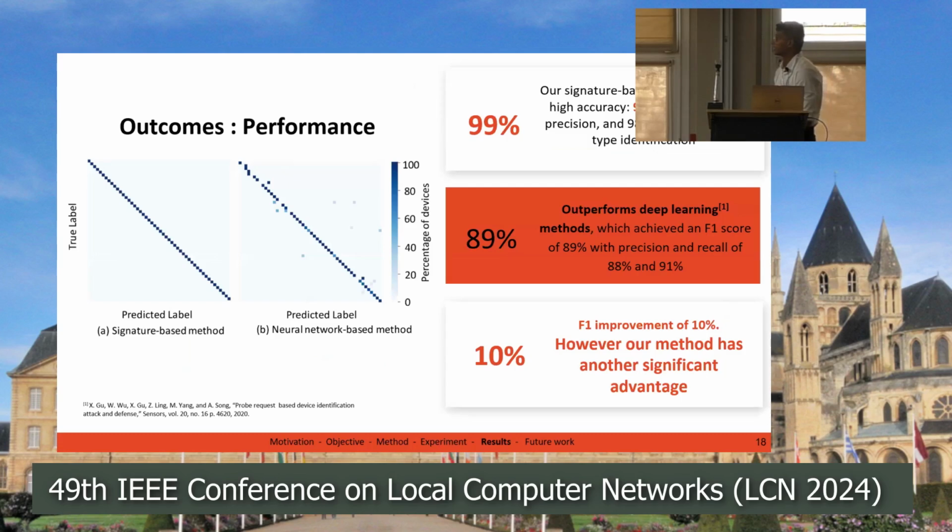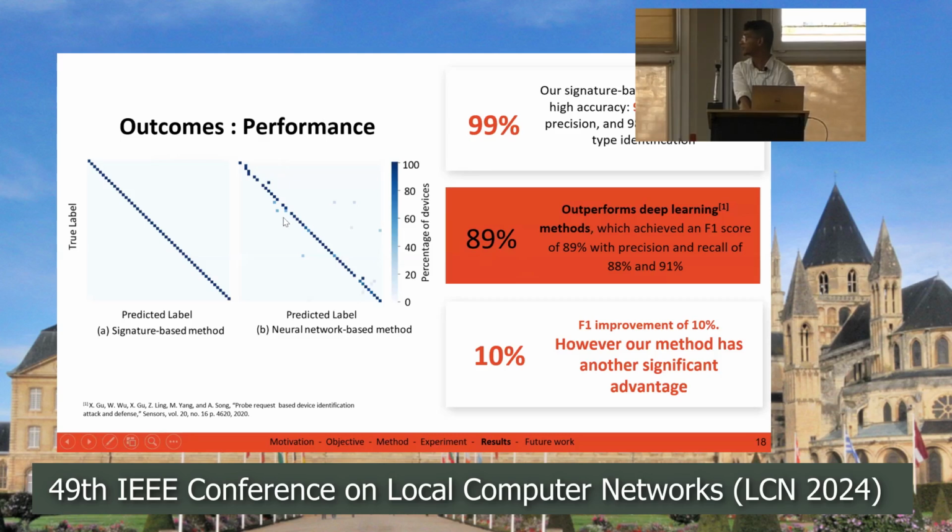To compare our method, we used work by Gu et al., which used a neural net to do device classification based on probe requests. So we did a direct comparison between our method and the work proposed by Gu et al. Our method was able to get an F1 score of 99% across our 50 devices. As you can see, we have an almost perfect diagonal, which is 10% higher than what the deep learning methods were able to achieve.